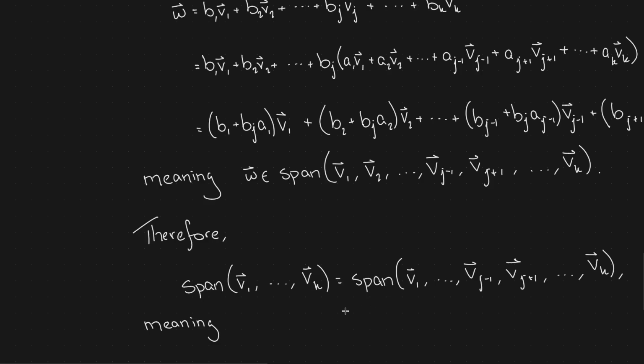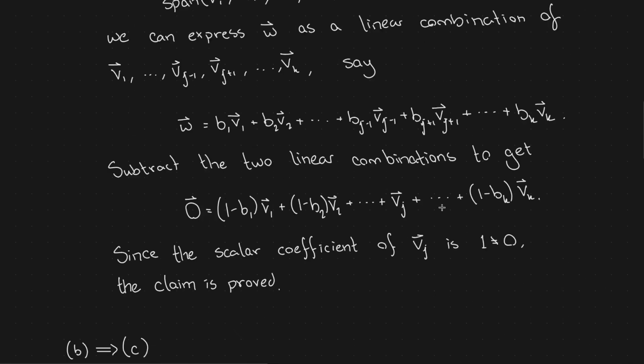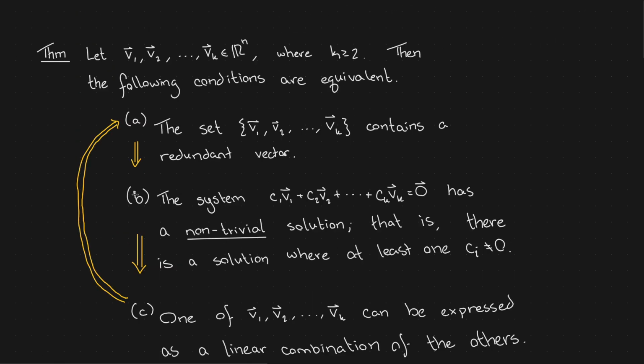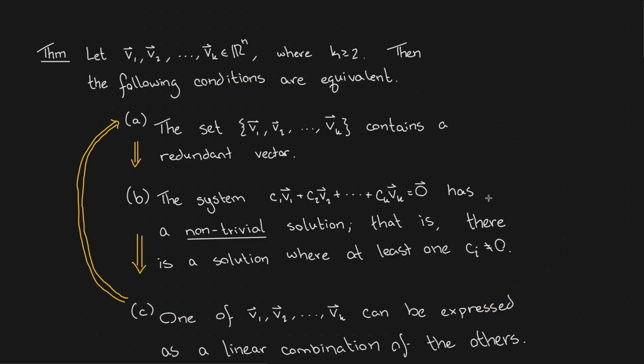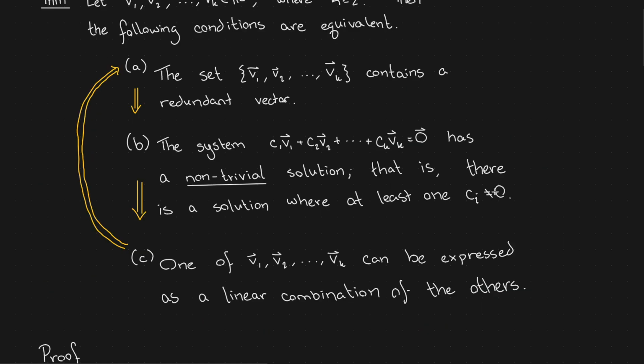Remember, this is what it means to be redundant: if we take it out, we get the same span. And that's the last bit of the proof. We've proved all of these. We've shown that all of these are equivalent. If any one of these is true, all of them are true.